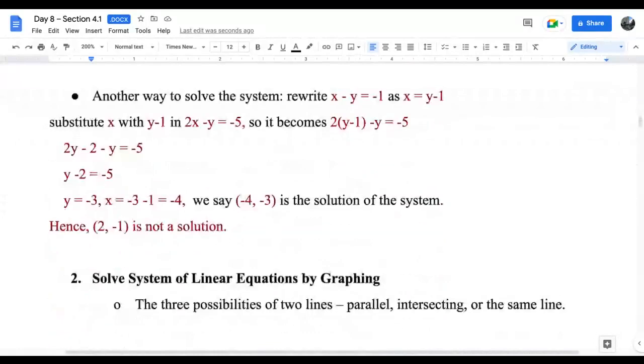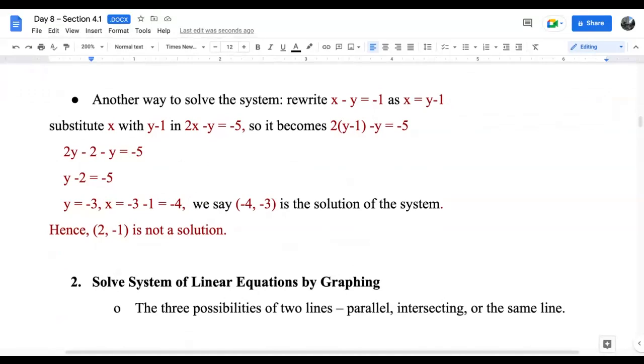Well, as I said, there are a couple of ways of solving this system. Another way is we can rewrite x minus y equals -1, which is the first equation, as x equals y minus 1. Then we substitute y minus 1 for x into the second equation. So 2x becomes 2 times (y minus 1), because those two equal each other. So we do 2 times (y minus 1), minus y equals -5.